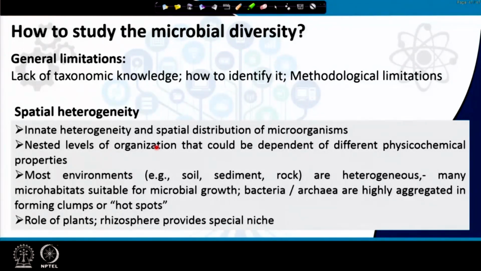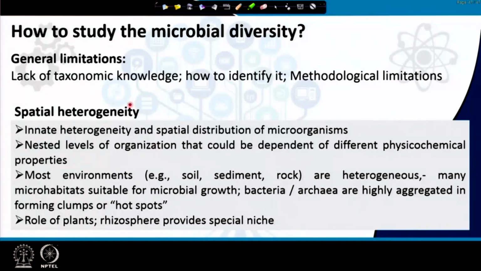In each millimeter or even less than that, there are small microhabitats, and these microhabitats allow growth and proliferation of specific groups of organisms, including bacteria, archaea, fungi, even protozoa also. These microhabitats vary over a small to broad range of length and space and time also. So spatially and temporally this heterogeneity varies.